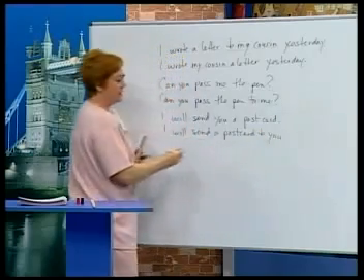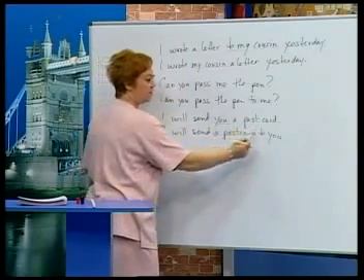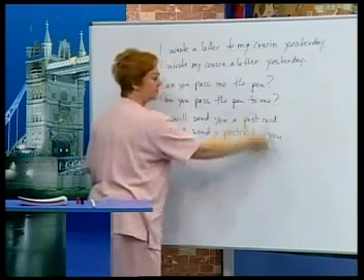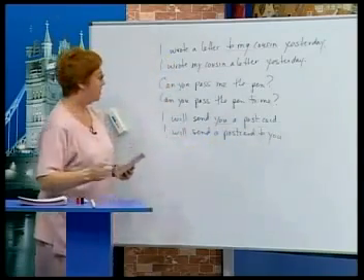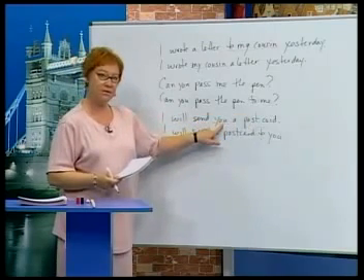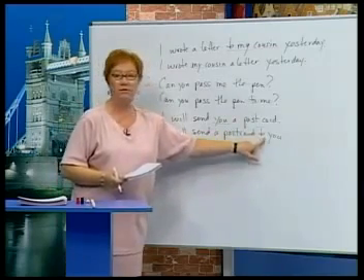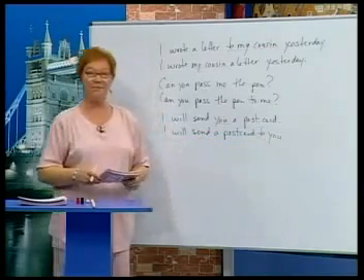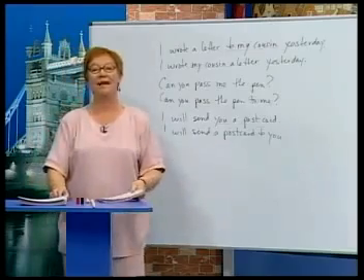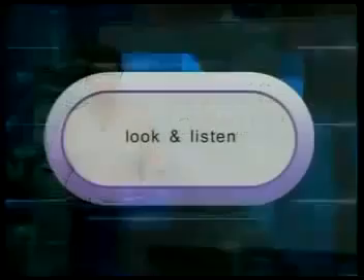Okay? Again, we took "you," because this is the direct object. "You" becomes "to you." So when it comes before the object, no "to," no "for." When it comes after the direct object, we have "to" or "for." Okay? All right. Now it's time to look and listen.